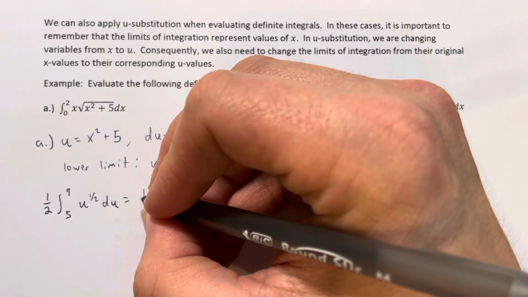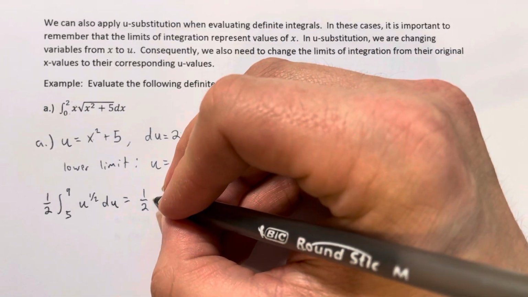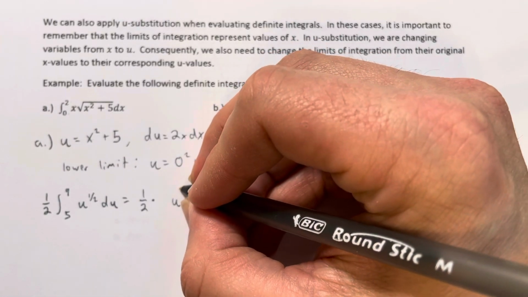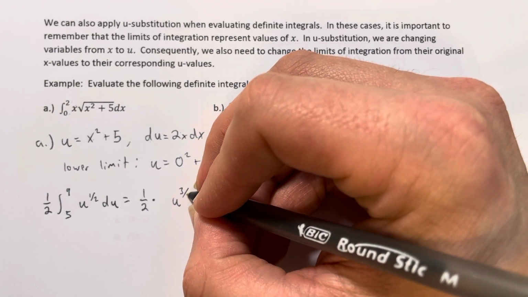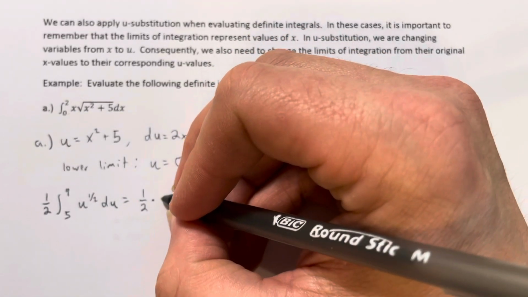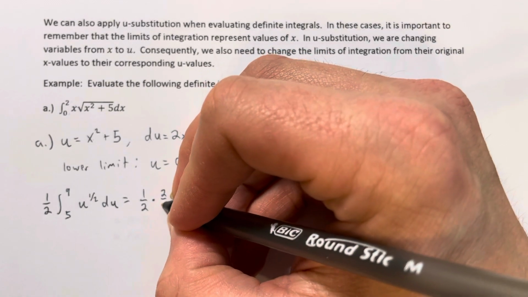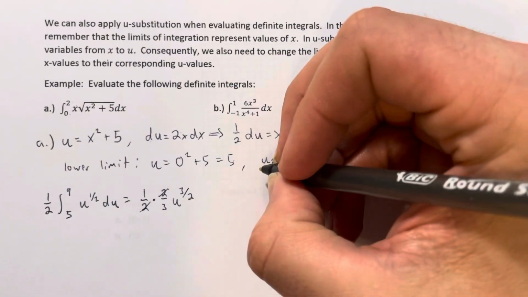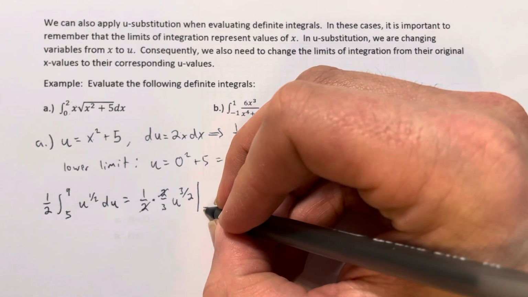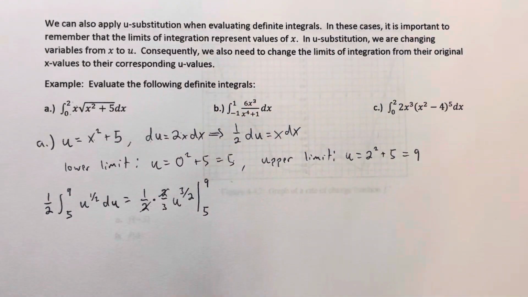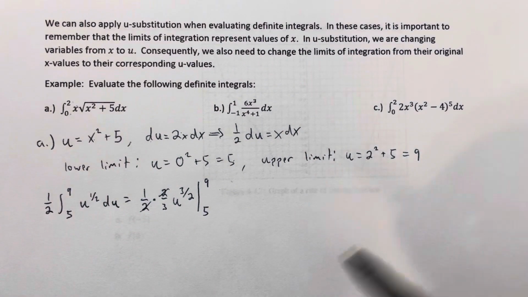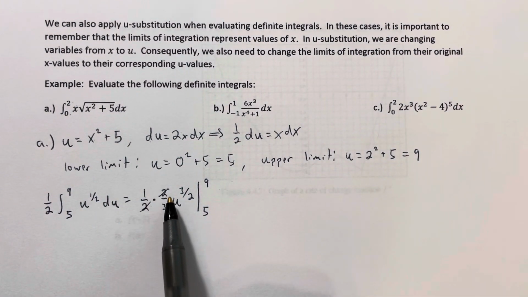This is going to give me this 1/2 times, add 1 to my exponent, so u is going to become u to the 3/2. And then here I'm going to have the reciprocal of this, so times 2/3. Notice we get some cancellation happening there. And we're going to evaluate this from 5 to 9. Now notice here I didn't put square brackets around the whole thing. And the reason why is because I only have one term here.